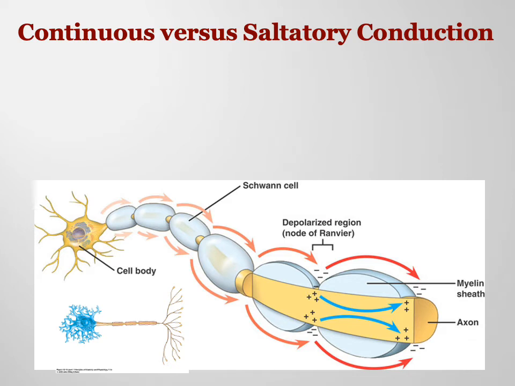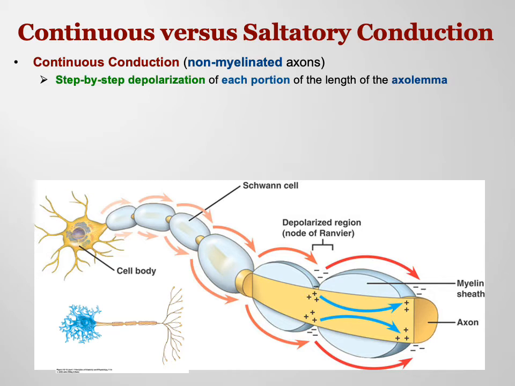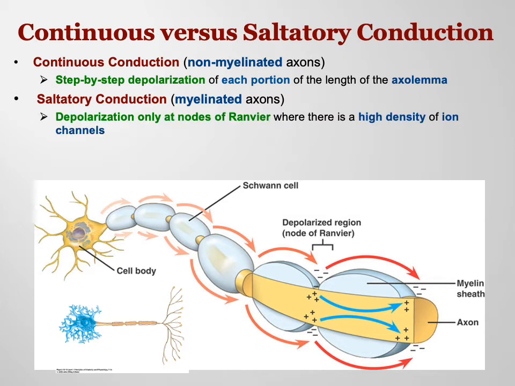Let's then take a look at this thing called saltatory conduction. We're going to contrast continuous conduction, which is what happens on non-myelinated axons, with saltatory conduction. So continuous conduction means we have a step-by-step depolarization of each portion of the length of the axolemma. So that means that the action potential has to depolarize every single little bit of the axolemma, of the axon membrane. In contrast, in saltatory conduction, these are on myelinated axons again, what happens is depolarization occurs only at the nodes, where there's a high density of ion channels.